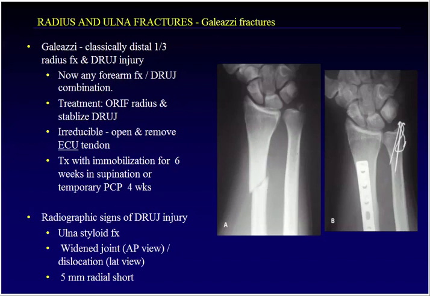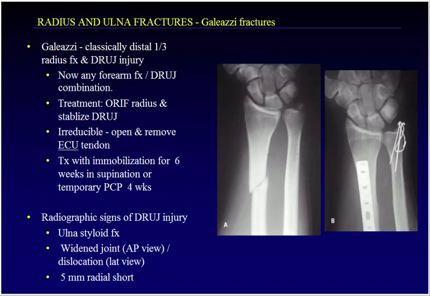If the DRUJ is irreducible, you should suspect interposition of the extensor carpi ulnaris tendon. That needs to be removed. Your treatment for the DRUJ injury can consist either of immobilization of the patient for 6 weeks in supination. I think quite more appropriately is to do surgical stabilization with pin fixation across the DRUJ, and that can allow you to keep the patient out of a long splint immobilization of their wrist and their elbow.